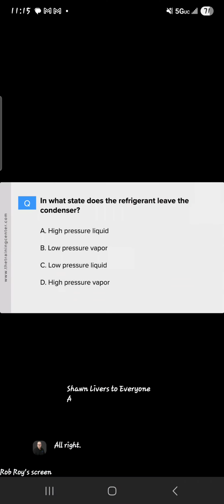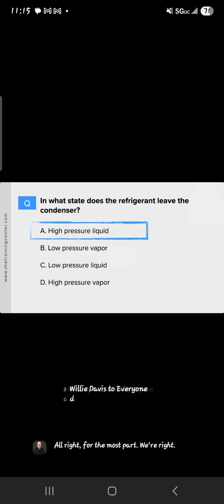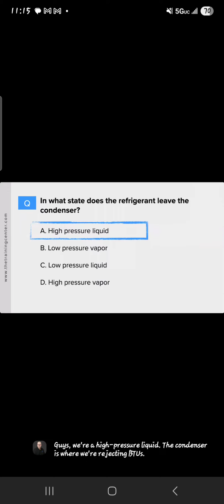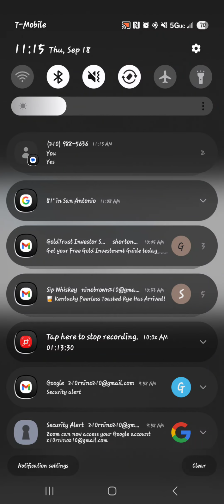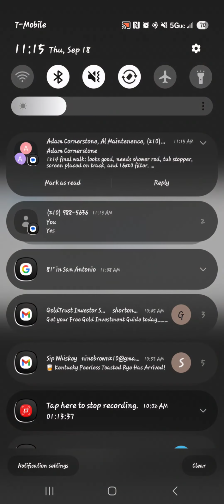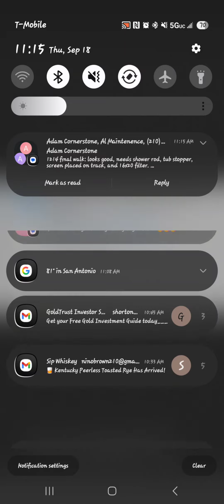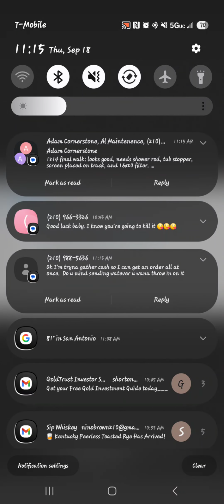All right. For the most part, we're right. Guys, it's a high pressure liquid. The condenser is where we're rejecting BTUs and phase changing back to a liquid. So we know we've got high pressure vapor coming in. We reject those BTUs. We've got high pressure liquid going out. If it says condenser or evaporator, we're not changing temperature. We're phase changing. So that one's going to be A.